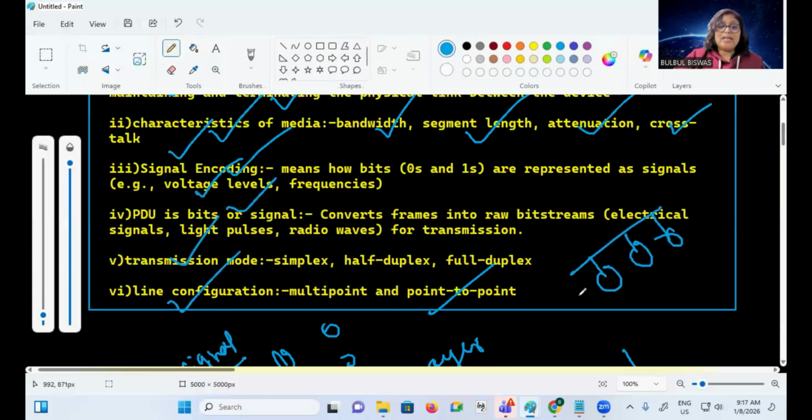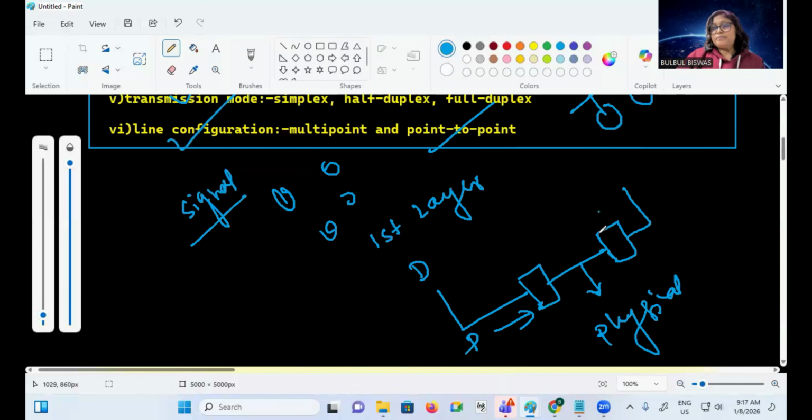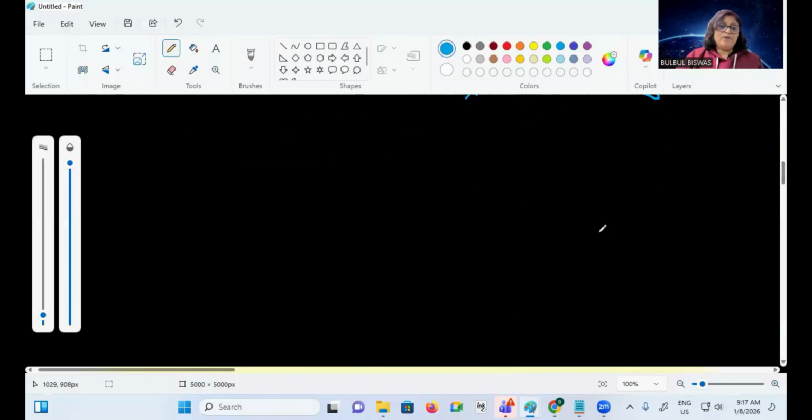So now I'm going for a conclusion of this OSI reference model. We have seen there are 7 layers. Application is the 7th layer and physical is the first layer. Every layer adds a header except the physical layer, because physical layers are connected with each other directly. There is another exception: the data link layer adds a header as well as a trailer for the error check. Is it clear?